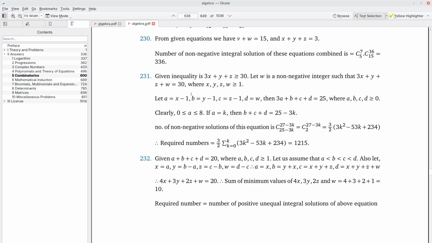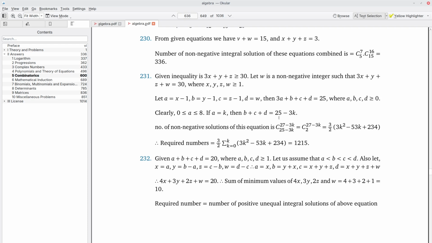So when you substitute these values in this equation, we get this, where a, b, c, d will be greater than or equal to 0. Now here, if you look carefully, a can be up to 8, because 8 gives 24, but it cannot be 9, because it will make the equation unbalanced. It will become 27. Till 24, it is fine, because these three can have the value of 1. So we let a = k, then b + c + d = 25 - 3k.